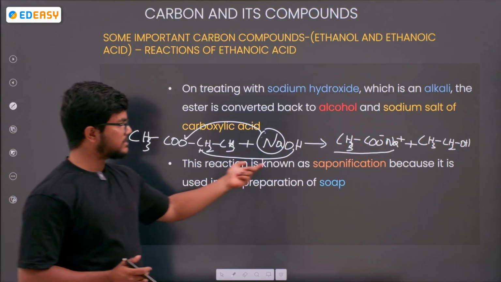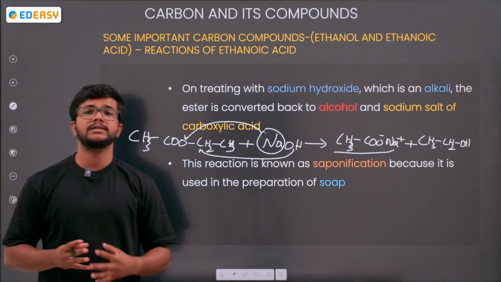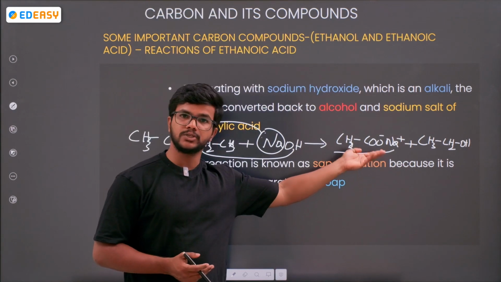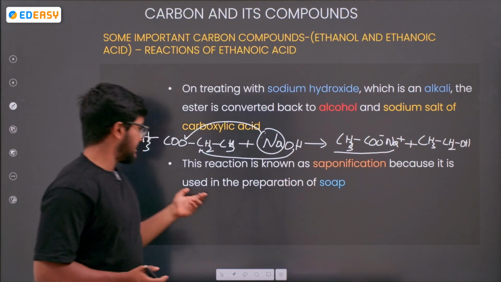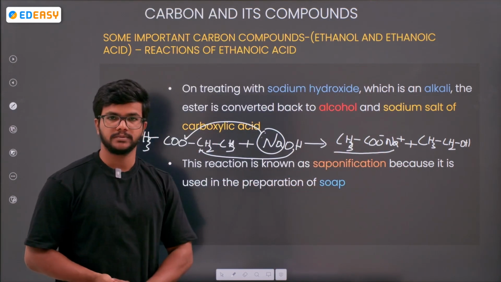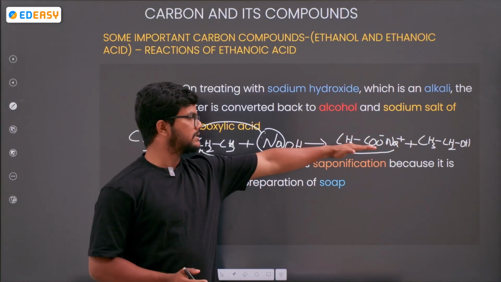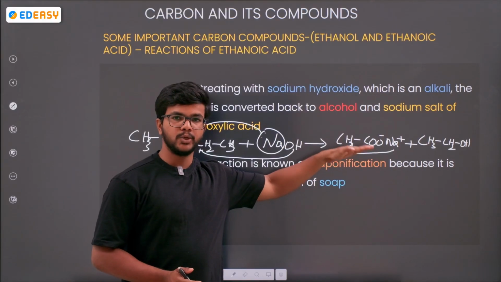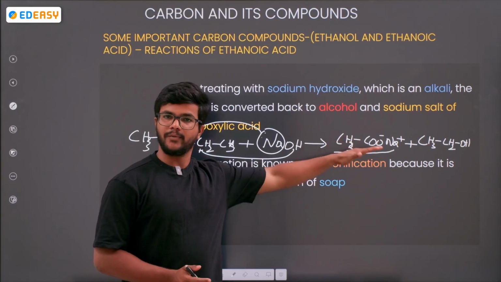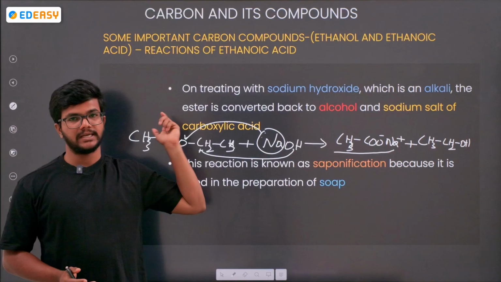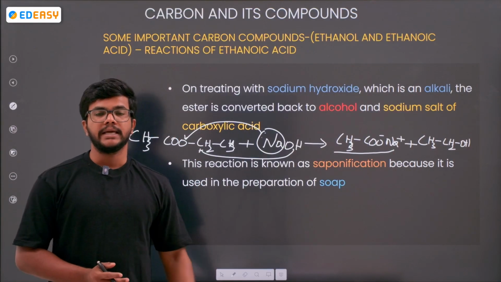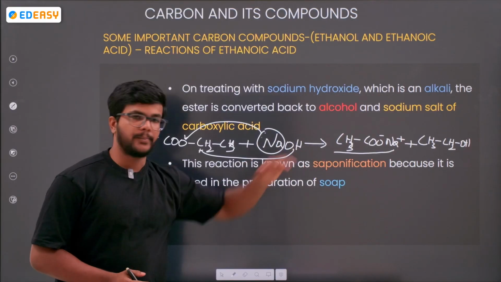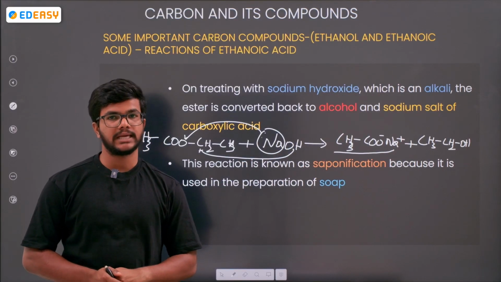So the reaction is known as saponification. Why is it called saponification? This is the ingredient used in the soaps, because it is used in the preparation of soap. So this is called the sodium salt of carboxylic acid, used in soap preparation: saponification. Before, the reaction was esterification; this is saponification. Esterification product esters, on reacting with the base, give the sodium salts of the carboxylic acid.